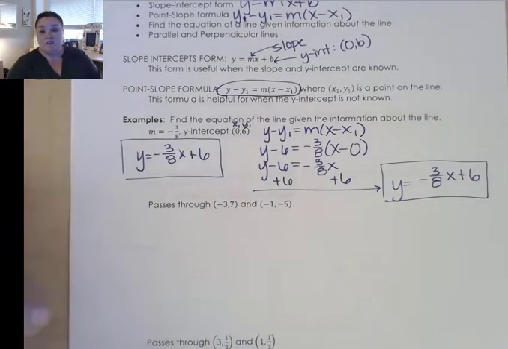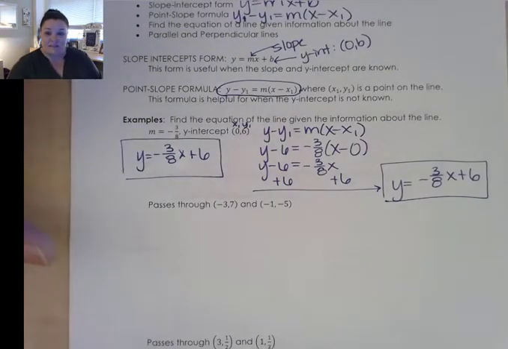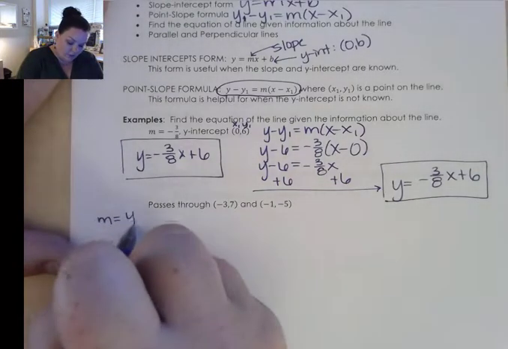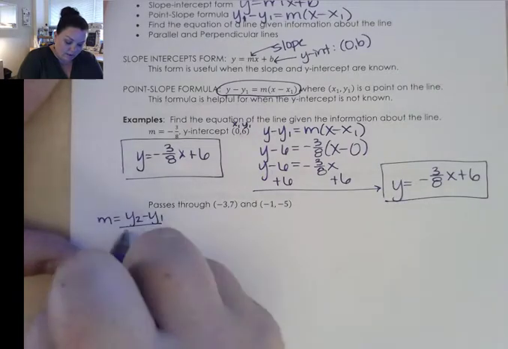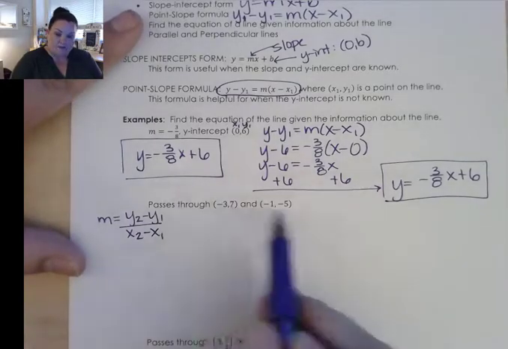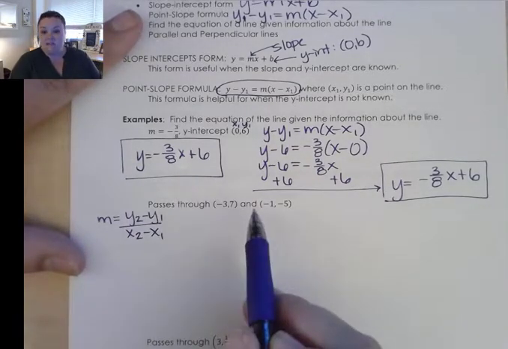So the other thing they might do is they may not give us the slope at all. They may leave it up to us to find the slope. And so if we need to find the slope, we have to use our slope formula that we went over in the last section, which is that m is equal to y2 minus y1 over x2 minus x1, right? Where we have 2 points. So on this one, notice they give us 2 points.